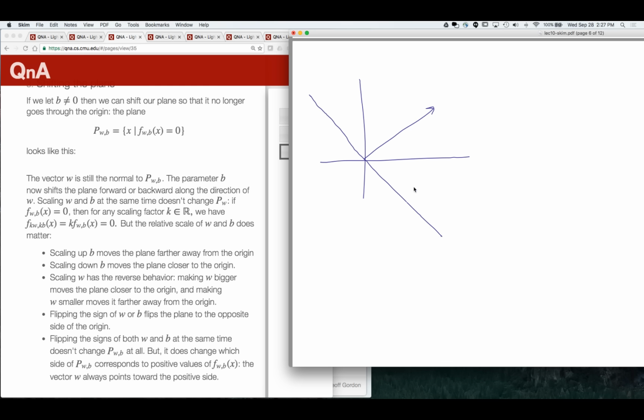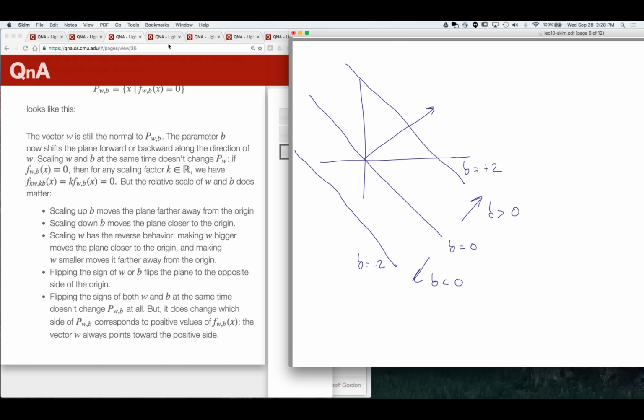If we take the intercept to be positive, right, so this is b equals 0. On this side, it's going to be b greater than 0, right? So that means moving the plane forward along the vector. And if we go this way, it's going to be b less than 0, right? So an example of a plane down here might be b equals -2, in which case this would be b equals +2. Okay.